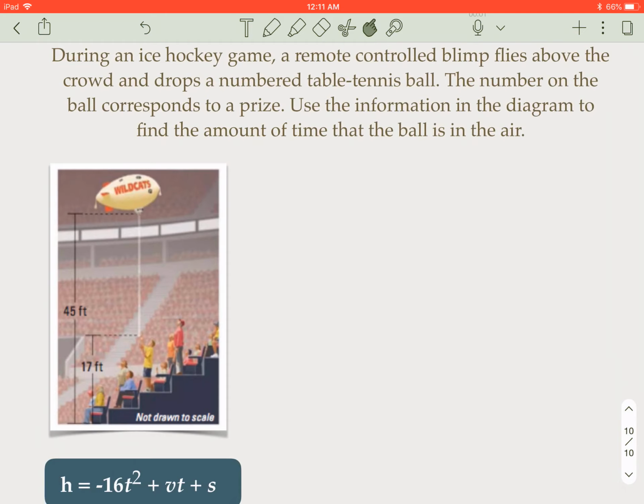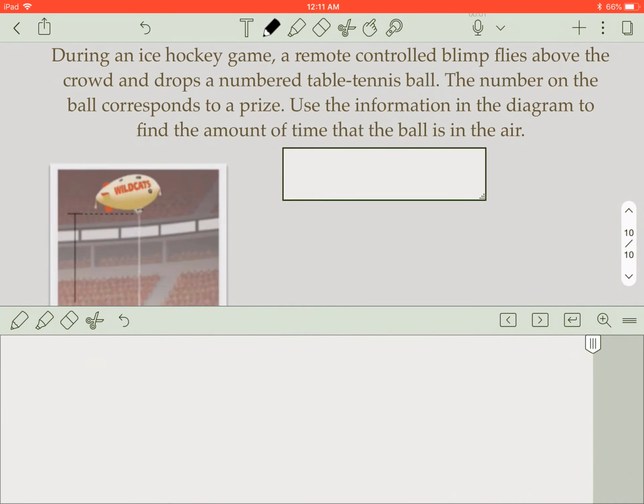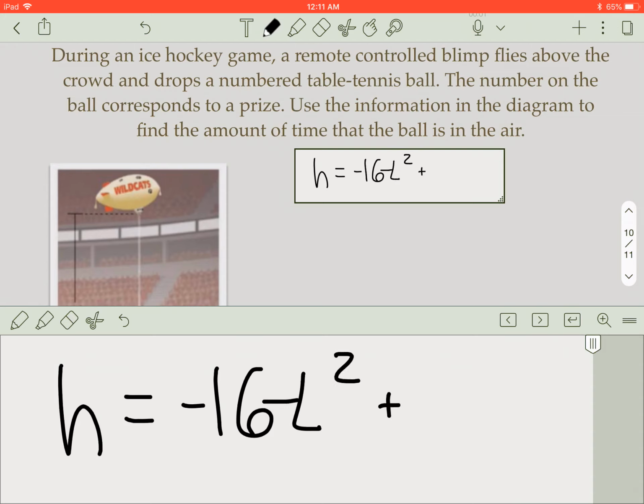So if I go ahead and write this out, I have my equation, my formula. It says h equals negative 16t squared plus 0t plus s.